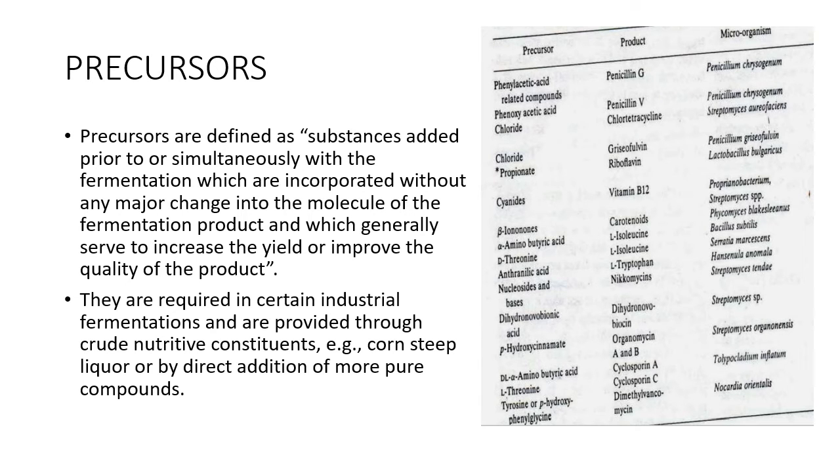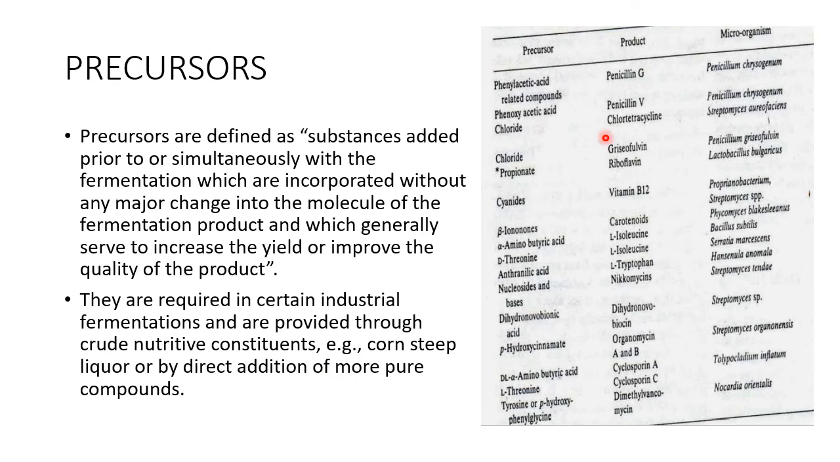Then comes the precursors. A precursor is defined as a substance or substances that are added prior to or simultaneously with the fermentation, which are incorporated without any major change into the molecule of the fermentation product, and which generally serve to increase the yield or improve the quality of the product. So precursors have two major roles: they should be added simultaneously and get incorporated without causing any major change in the product molecule, and secondly, they should increase the yield and improve the quality of your product. They are required in certain industrial fermentations and are provided through crude nutritive constituents, that is corn steep liquor, or by direct addition of a more pure compound.